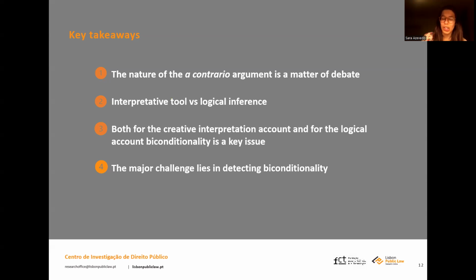For both the interpretative and the logical accounts, biconditionality is a key issue, even though it is really difficult to spot biconditionality. Besides that, as it is a conclusion reached by interpretation, it can always be open to debate, at least to some extent. And finally, this is also why, contrary to popular belief, the conditions for engaging in a contrario reasoning are difficult to meet.